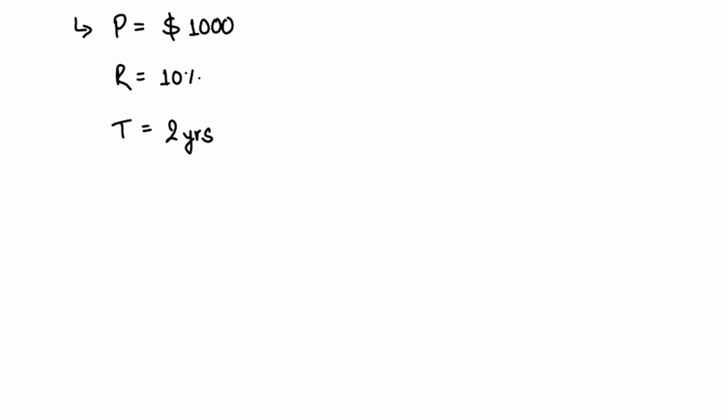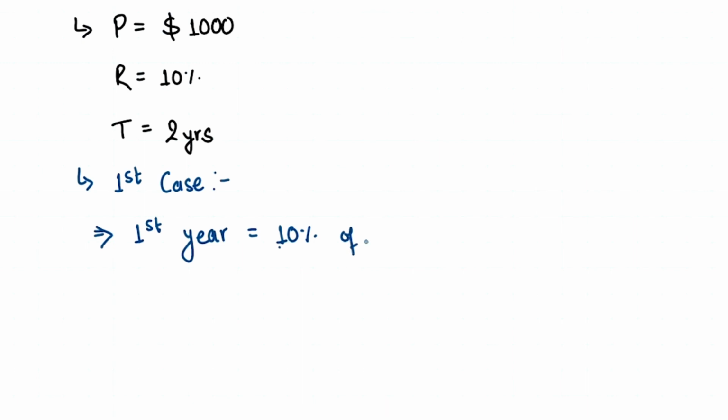So there are two cases. Let's look at both cases separately. So in the first case, let's say you get 10% at the end of first year, right? So the interest at the end of first year is going to be equal to 10% of $1,000, right? So it's going to be 10 divided by 100 times 1,000. So you cancel these two zeros and these two zeros, and you get 10 times 10 is 100, right? So you get $100 at the end of first year.